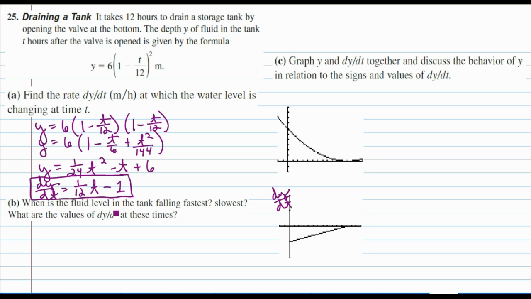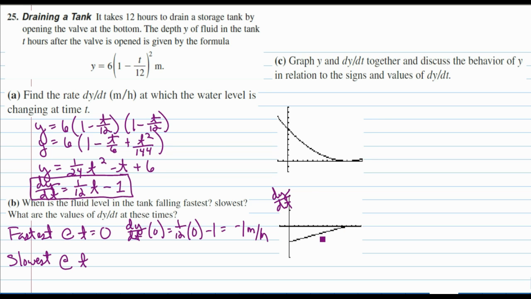So again, when is the fluid level in the tank falling the fastest? The fastest is going to occur at t equals 0, and dy/dt of 0 is -1 meters per hour. The slowest is going to occur at t equals the x-intercept, which would be 12, and the rate would be dy/dt of 12, which is 0 meters per hour.